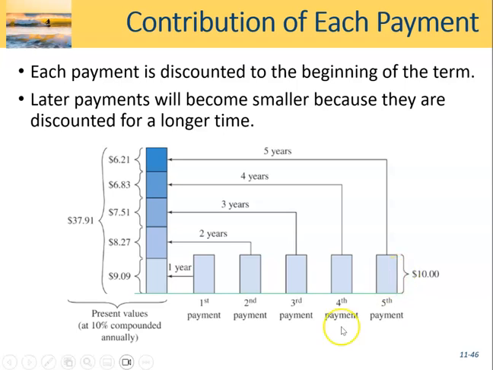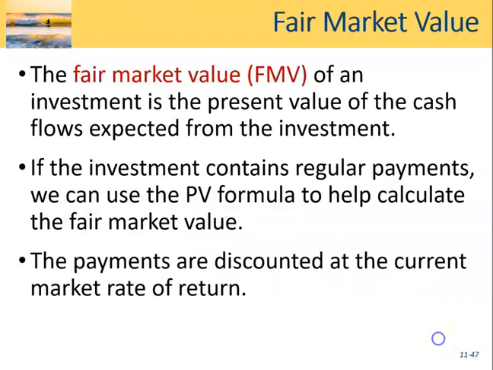And this is just a visual so you can see. Okay, so let's put a name to that present value that we needed to have. It's what's referred to as the fair market value.